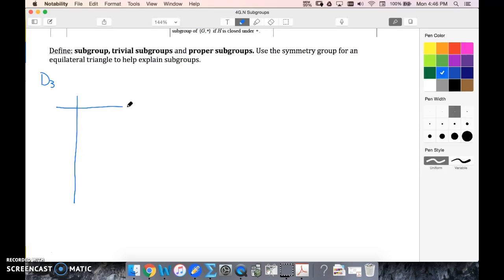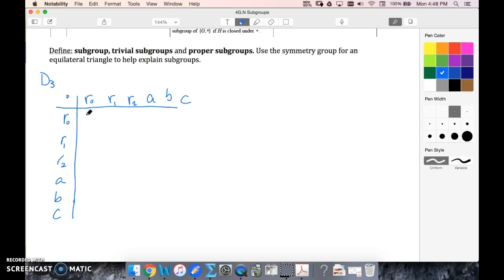Cayley table for those. So we have our rotations, the rotation where we didn't rotate at all, and then 120 degrees and 240, and then our 3 reflections. So repeat those. And then of course, we've got our filled in table.